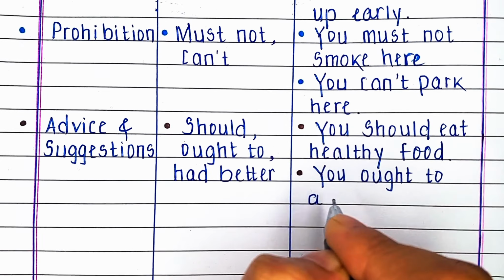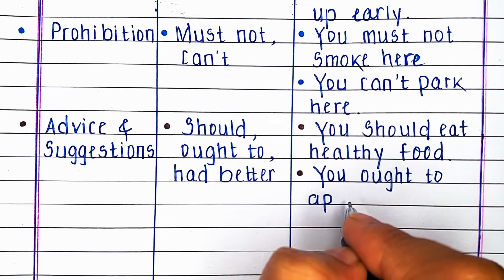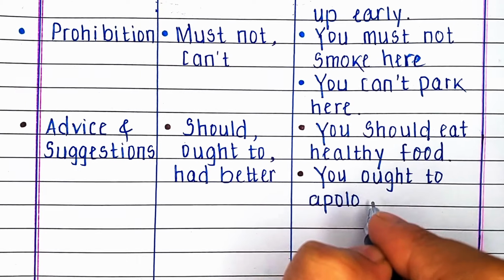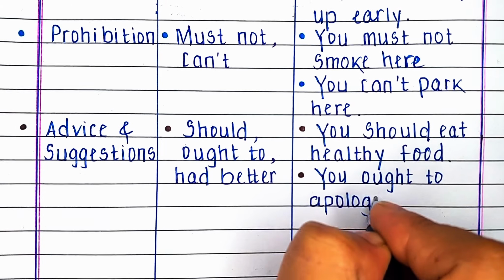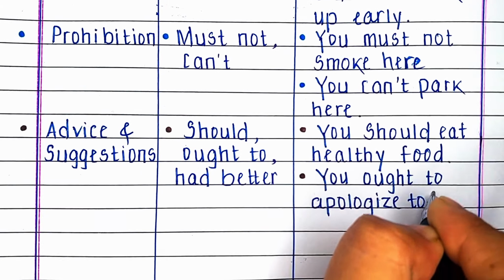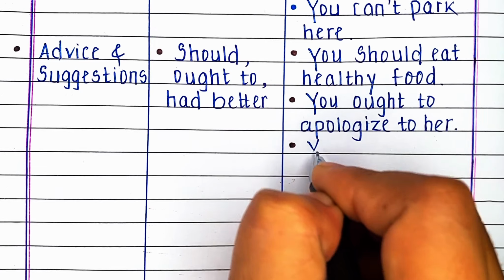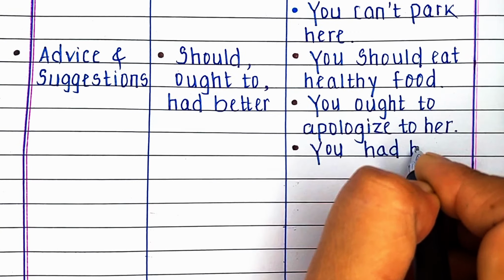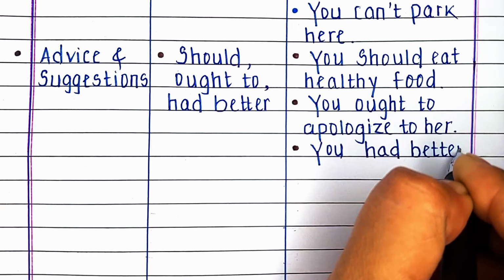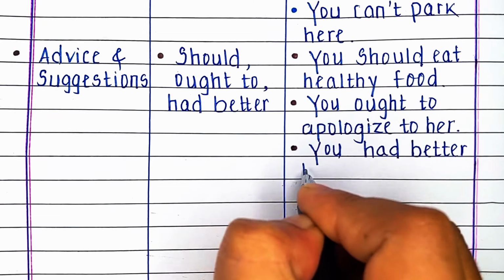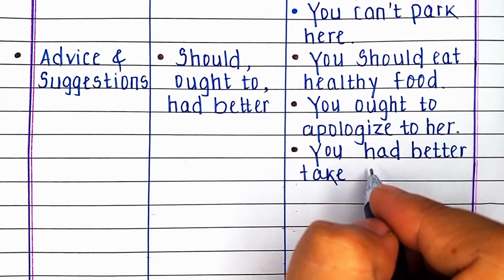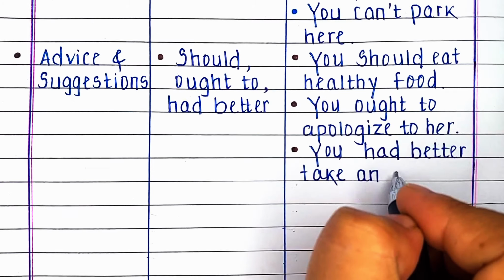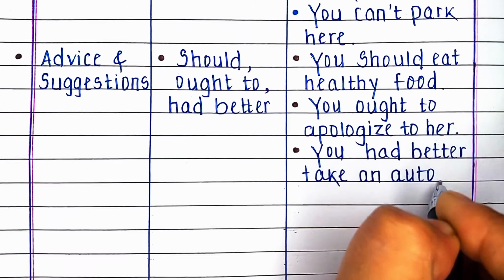Next is ought to. Example is, you ought to apologize to her. Here, apologize is the main verb and ought to is the helping verb. Next is had better. Example is, you had better take an auto. Here, take is the main verb and had better is the auxiliary verb.